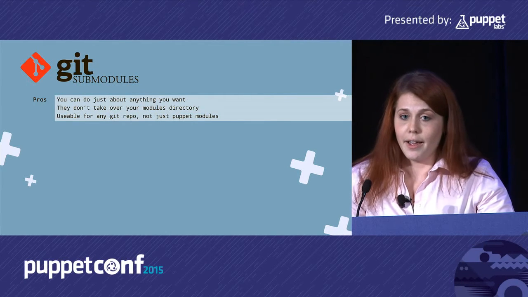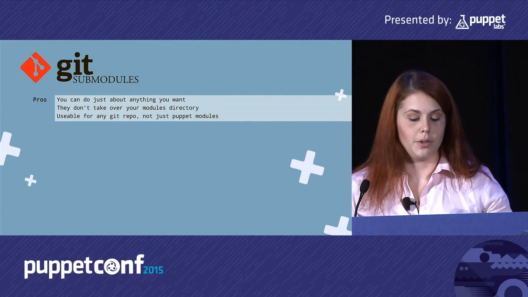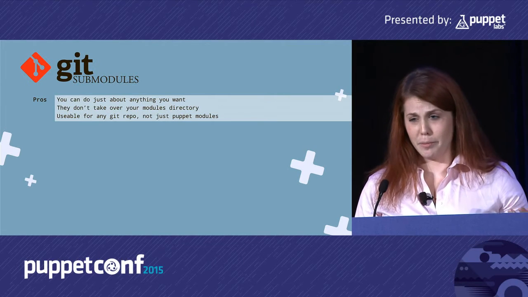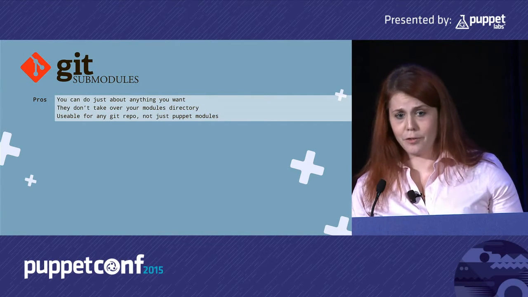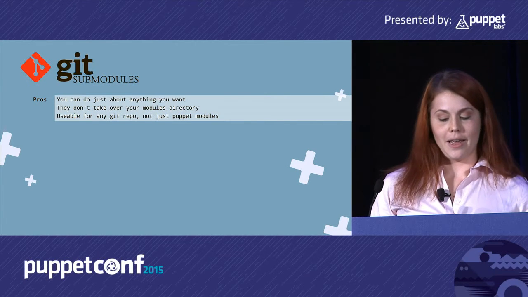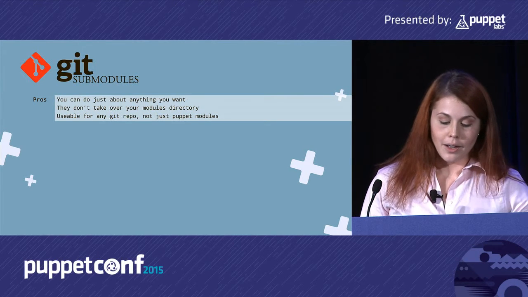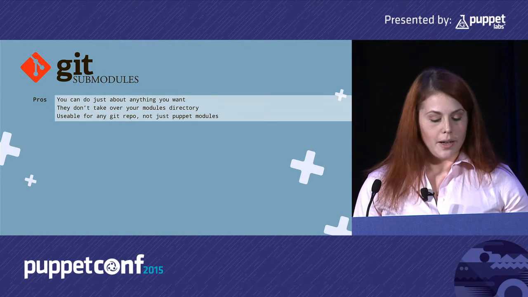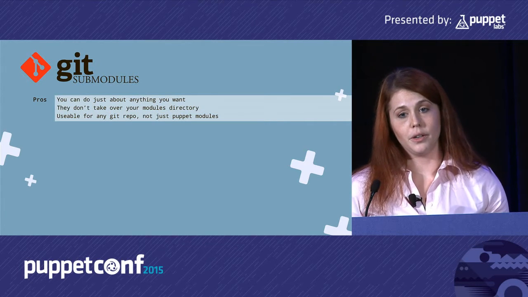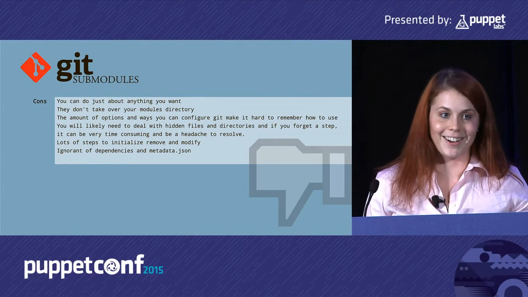So the pros of Git submodules: you can do just about anything you want. There's hundreds of options, and it's not meant just for Puppet, and it's part of Git itself. Adrian was also saying, and I'm not sure where, I couldn't find a source for this myself, but he said Linus wanted them, and that's why they're in there. And so another thing is they don't take over your modules directory. Maybe you want that control. It tends to cause more problems than not. It's usable for any Git repo, and it's not specific to Puppet. So if you're used to using it and you know everything there, then maybe it might be a good option for you.